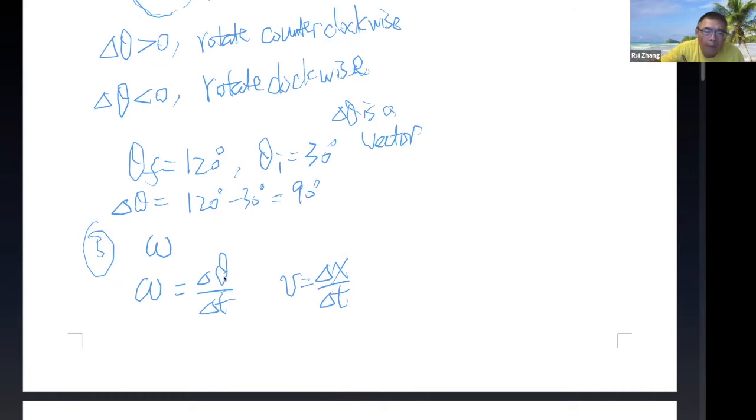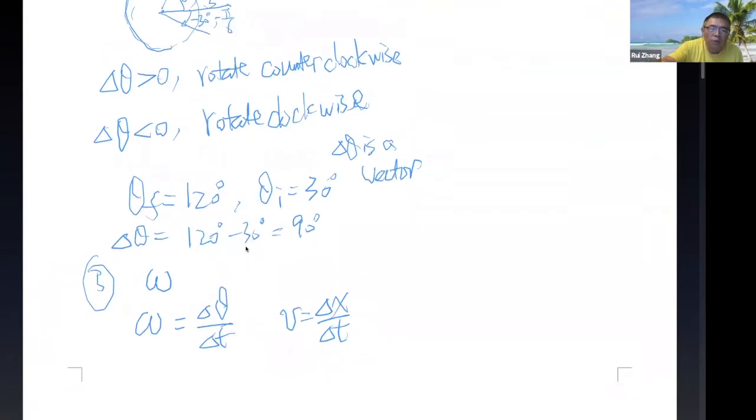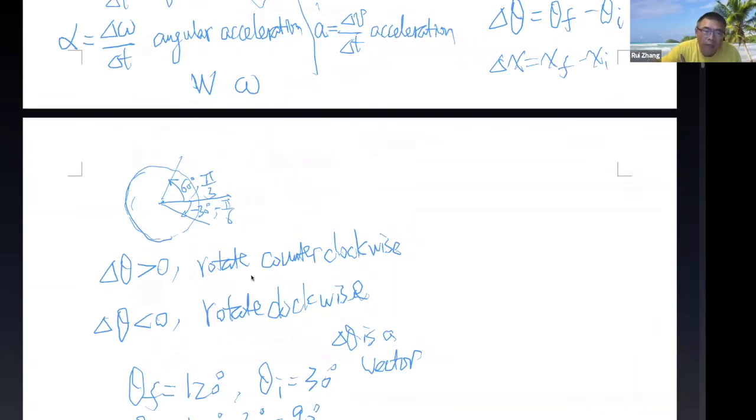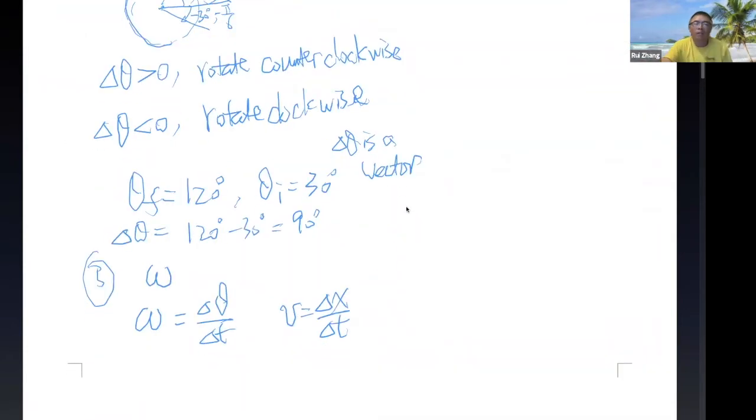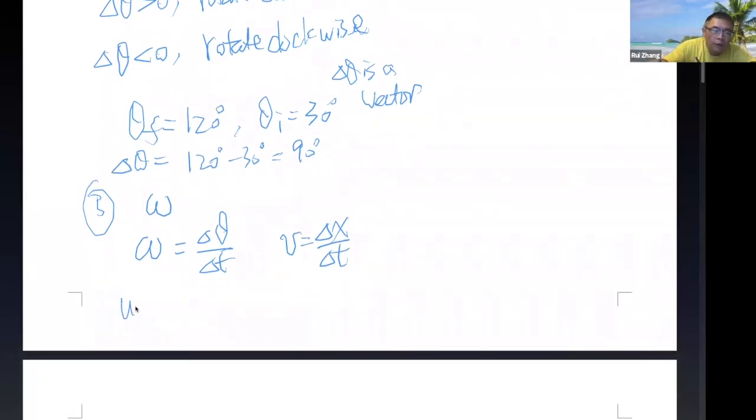Because delta theta is a vector, as we discussed, omega would be a vector as well. The sign of omega simply tells you which direction the object rotates, counterclockwise or clockwise. Again, you see the analogy to one-dimensional motion. There are basically only two directions: for two-dimensional rotation, you can go either counterclockwise or clockwise, and similarly for one-dimensional linear motion, you can go either to the right or to the left. That's why 2D rotation is very similar to 1D linear motion. As for the unit, because theta is measured in radians, omega would be radians per second.